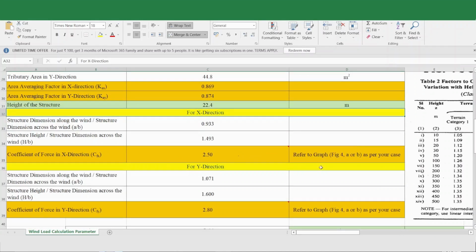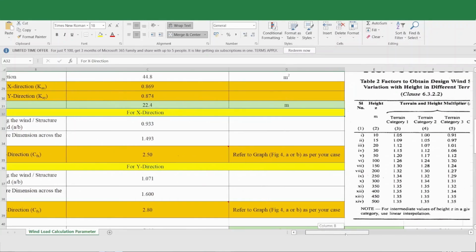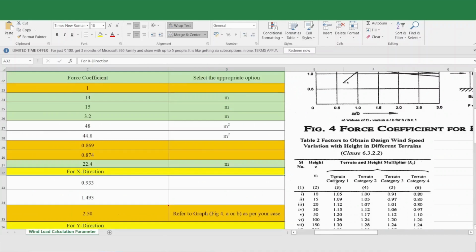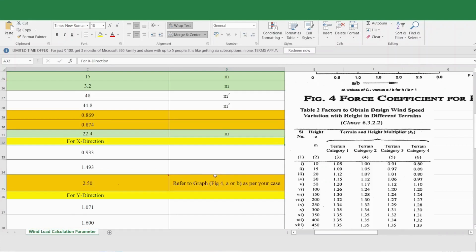We can find this value for finding the value of CFX, because this is an x direction. So we have to use the graph figure number 4, A or B. Right now this H by B value is greater than 1, so we're going to consider this first case. In x direction it was 0.9 something, so it will be very close to this and lies in between 1 and 3. So its value will be somewhere 1.25.